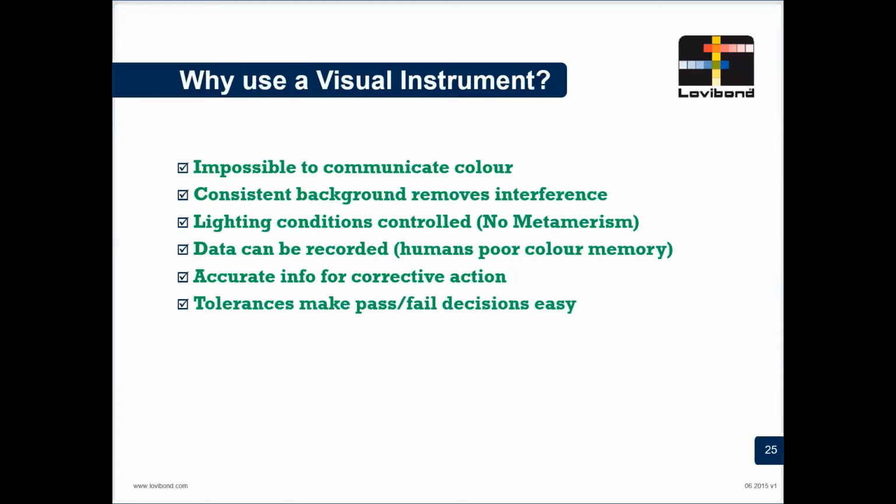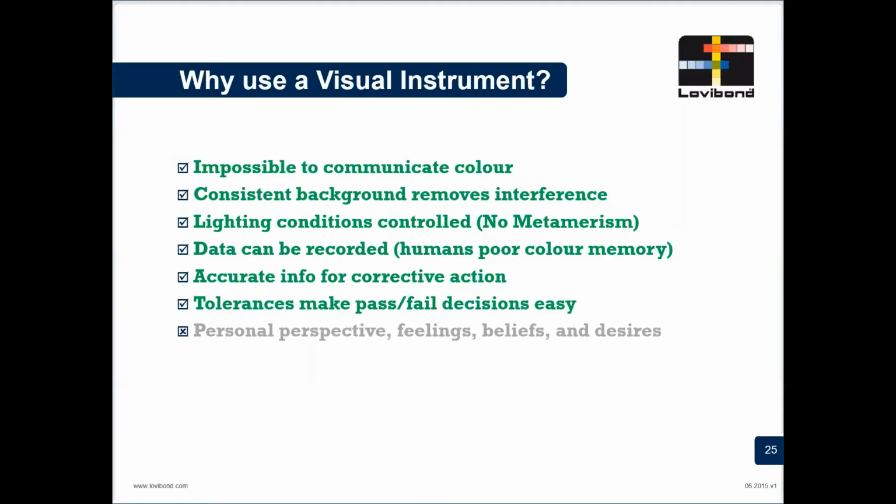And if we've got numbers to it, as we said very much at the beginning, I can then put a tolerance range on those numbers, and then it's very easy to make a pass-fail decision on my product or something that I'm buying in from a supplier. So I can make a decision on it because I put numbers to it.